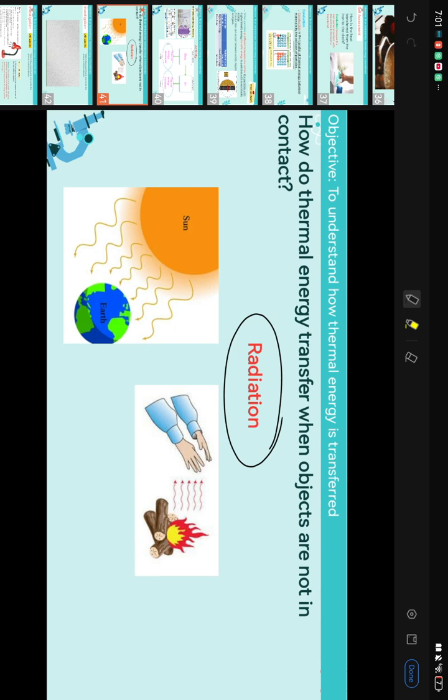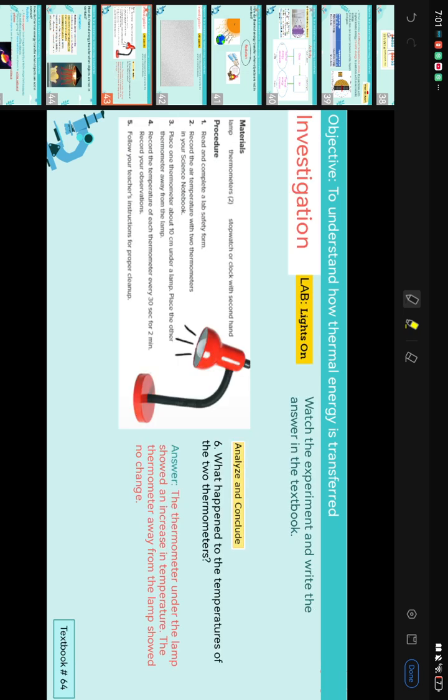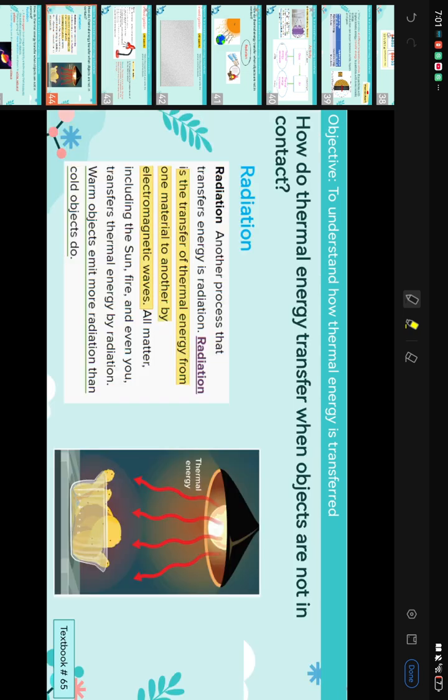So the other one is radiation. How does thermal energy transfer when objects are not in contact, like the sun? How can we get warmer when we stand in the sun? With radiation, electromagnetic waves move from a hot object to a cold object through space. So it's transferred through space. Also, if we have a lamp with a higher temperature than the food in a microwave, it transfers energy in electromagnetic waves.